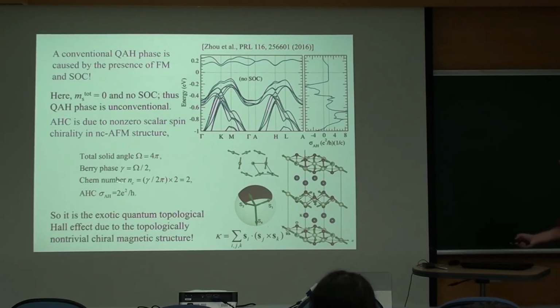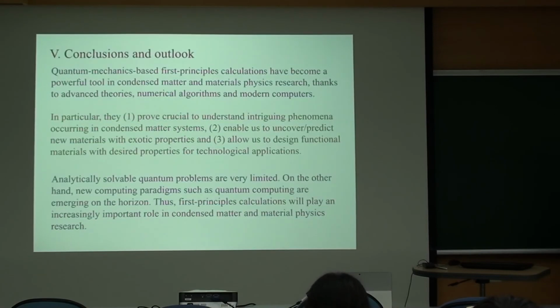We can actually explain this using a cartoon picture. We have 4 moments per unit cell. If you put them together, you will generate a solid sphere. A solid sphere has 4 pi, you divide by 2, you get the Berry phase, which generates 1 Chern number, but we have 2 layers, so we get 2 Chern number. We also calculated the edge states. But now, since time is running out, let me summarize.